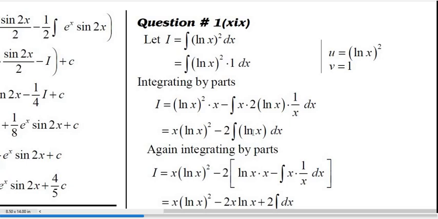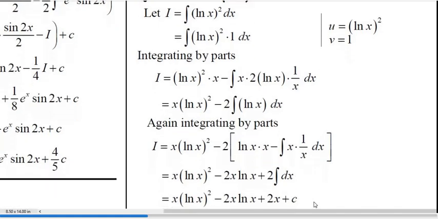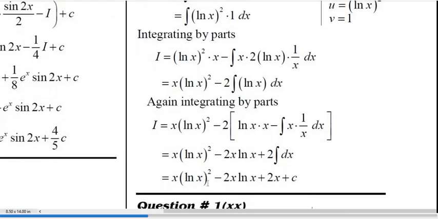First function we consider natural log of x, first function as it is, integration of second function is 1. Integration of 1 is x, minus integration of second function, integration of 1 is x, and derivative of first is natural log of x, and derivative of natural log of x is 1 by x. Cancel this x and this, we get just dx. x natural log of x whole square minus 2x natural log of x plus 2, and integration of this dx is 2x plus constant of integration.